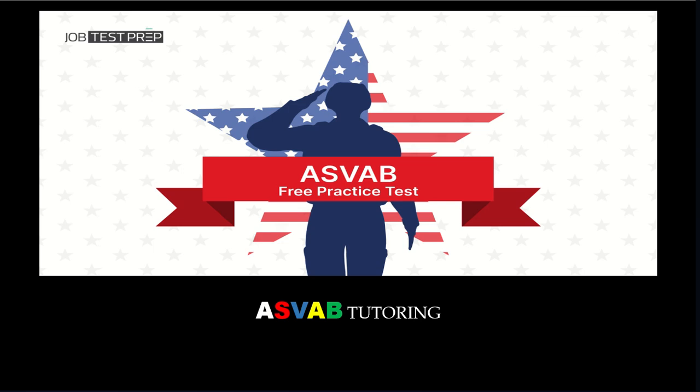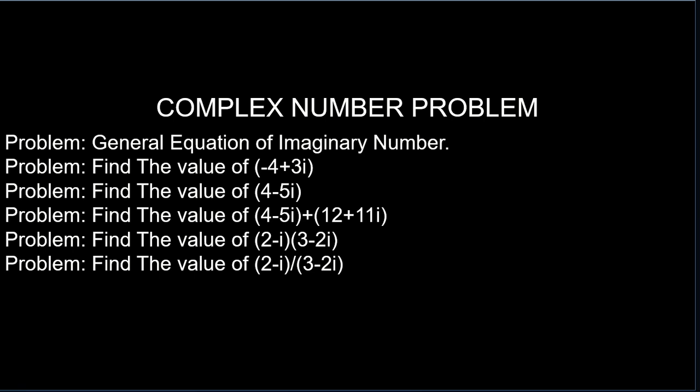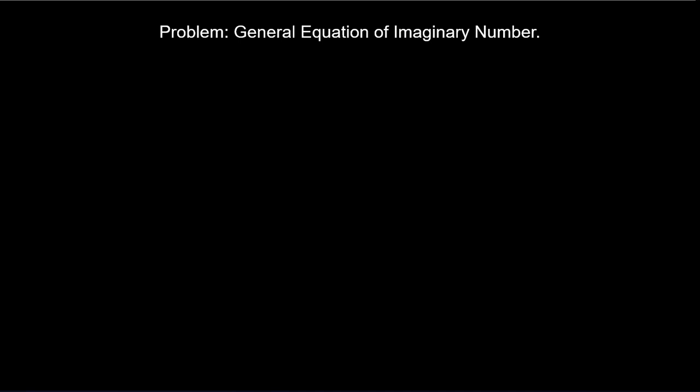Here we're going to learn about complex numbers. I have a problem on the general equation of an imaginary number: find the value of minus 4 plus 3i. So let's start with the general equation, a plus ib.